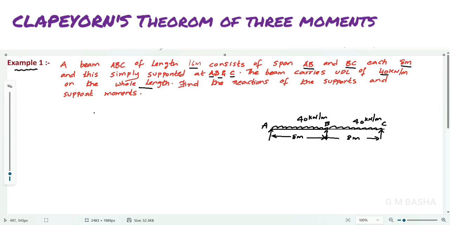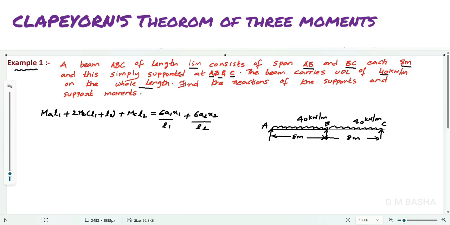Based on Clapeyron's theorem of three moments procedure, first you write down the equation: MA into L1 plus 2MB into (L1 plus L2) plus MC into L2 equals 6A1x1 by L1 plus 6A2x2 by L2. So this is the general equation for Clapeyron's theorem of three moments.